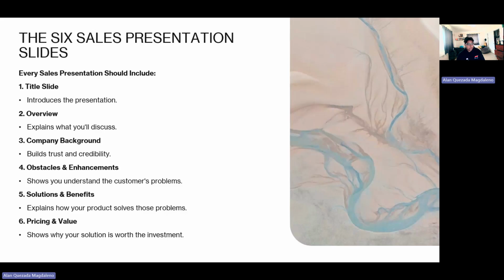And finally, the last slide is about pricing and value. This explains the cost while showing why the solution is worth the investment. This order creates a logical flow that makes the presentation easy to follow.